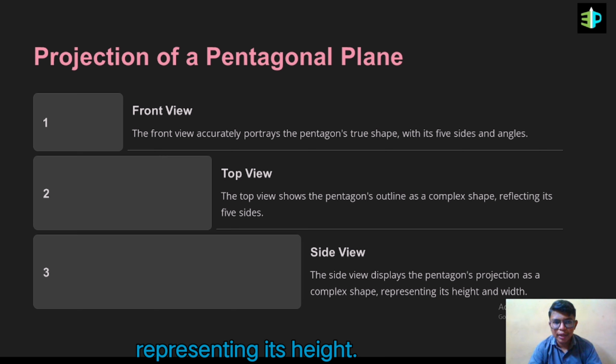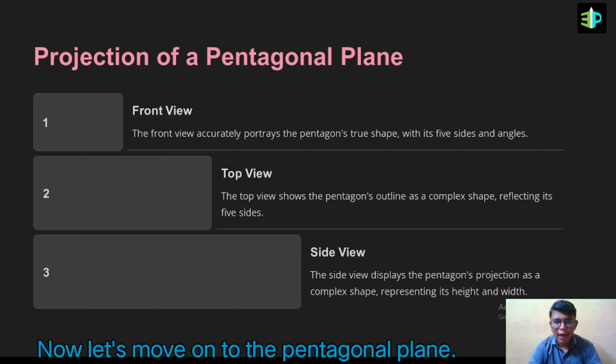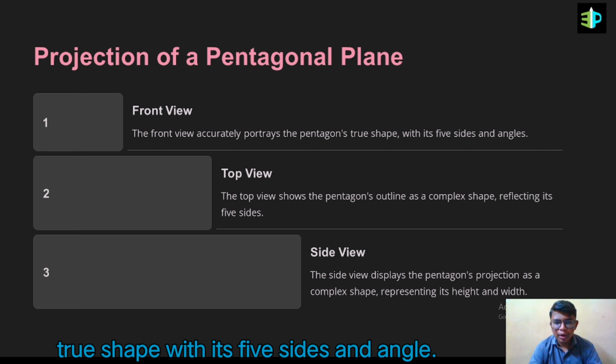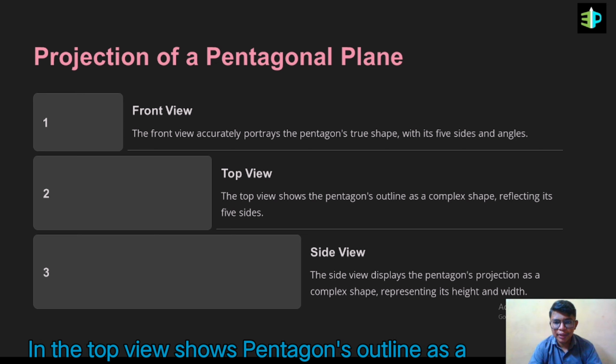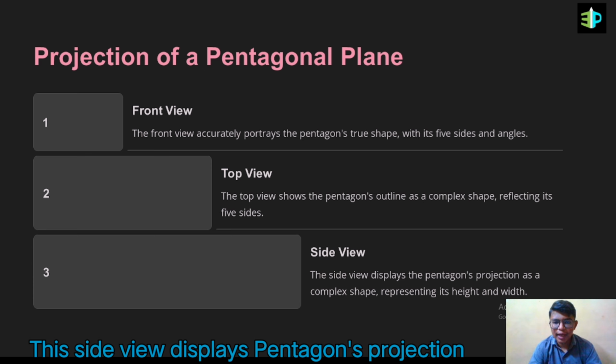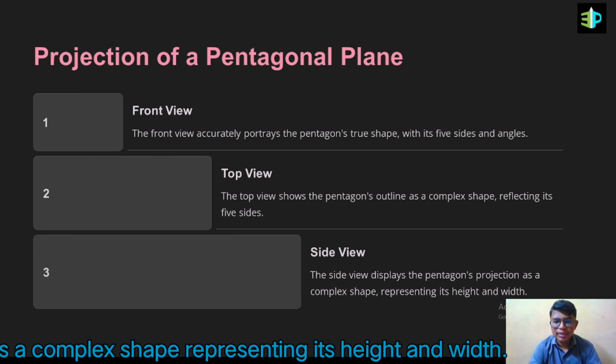Now let's move on to the pentagonal plane. The front view accurately portrays the pentagon's true shape with its five sides and angles. In the top view, it shows the pentagon's outline as a complex shape, reflecting its five sides. Side view. The side view displays the pentagon's projection as a complex shape, representing its height and width.